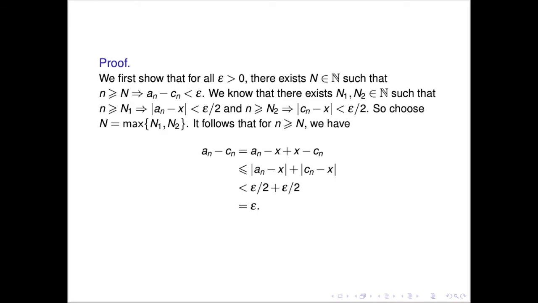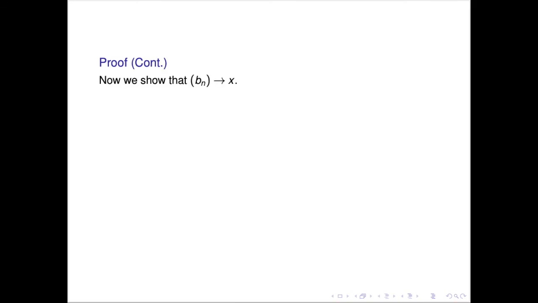So it follows that a sub n minus c sub n is strictly less than epsilon, and this can always be achieved for every positive epsilon. Now in the second part of the proof, we use what was established in the first half to prove that b sub n also converges to x.